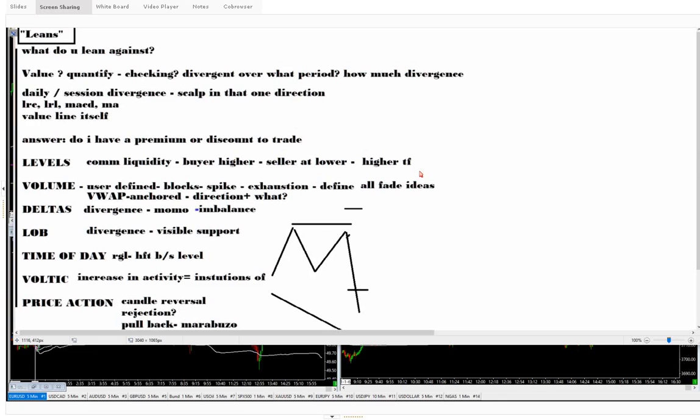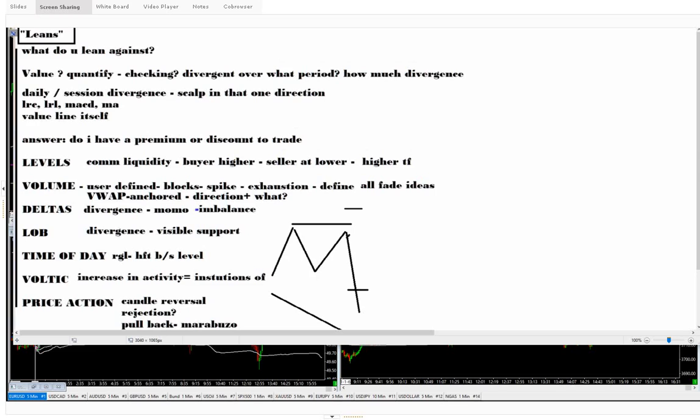The question I had for everybody in the room a few weeks ago was, what is it that you lean against? And I want you to think about that question. When you're thinking about trading, when you're thinking about what you're currently trading and what kind of markets you're trading, what is it you're leaning against to get your trades on? What is it you're seeing, or what is it you need to see to get your trades into play?